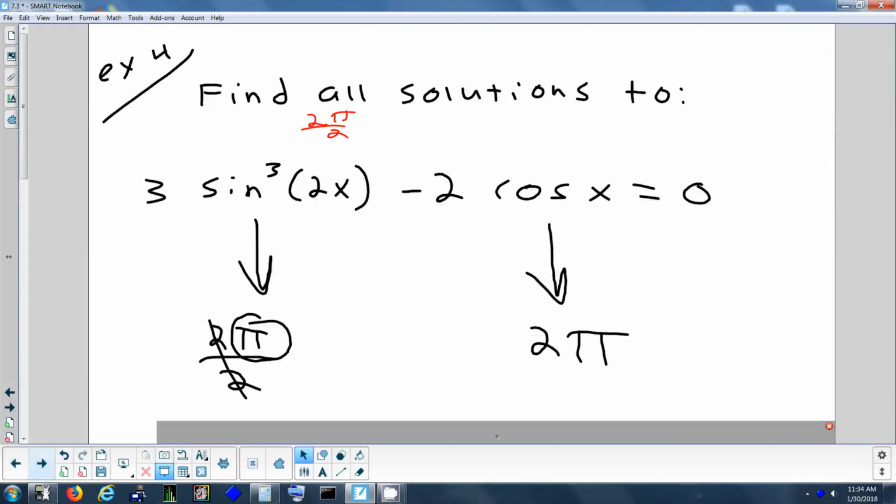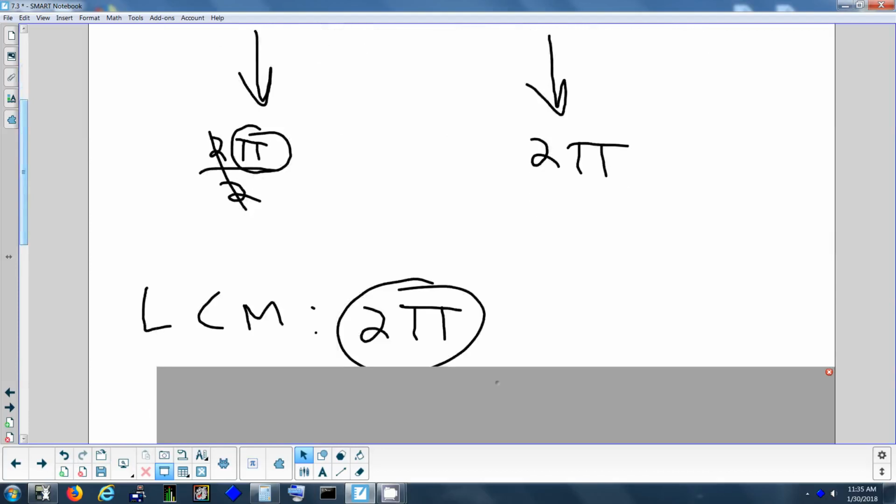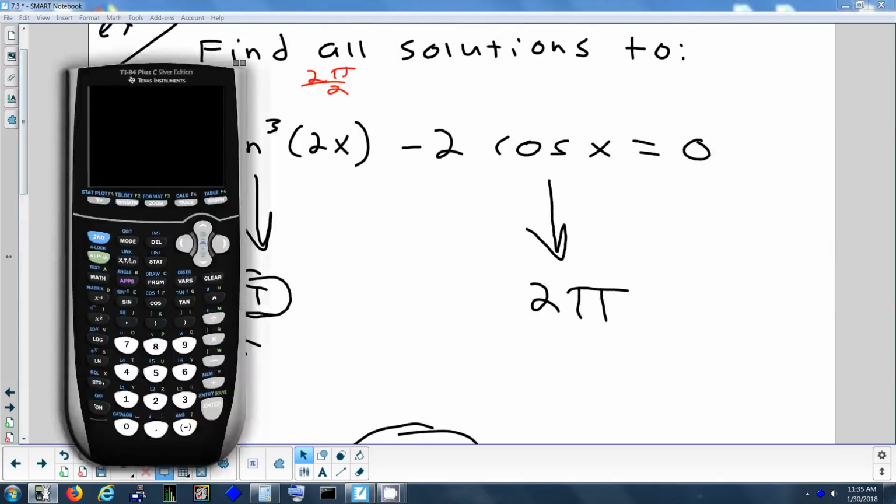Cosine, we should just memorize that one at this point. The period of cosine, just cosine by itself, is 2 pi. What's the least common multiple of pi and 2 pi? It's 2 pi, we've seen that a lot. Okay, so that means whatever we get for an answer, or answers, we're going to put plus 2 pi k, or 2 pi n, whatever you want to put on the end. Okay, let's graph it and see what we got.